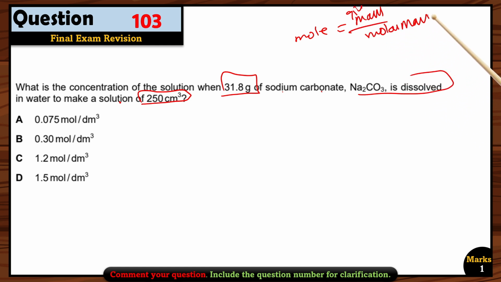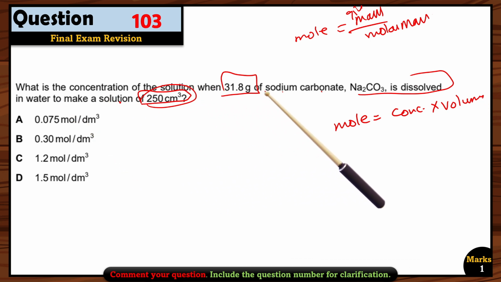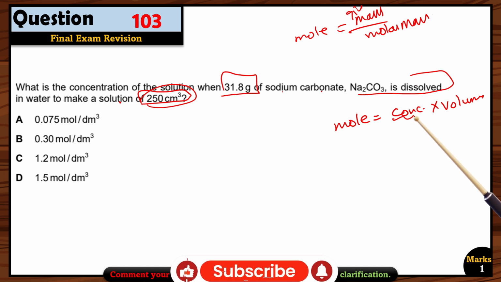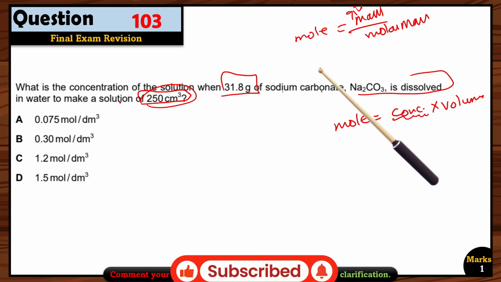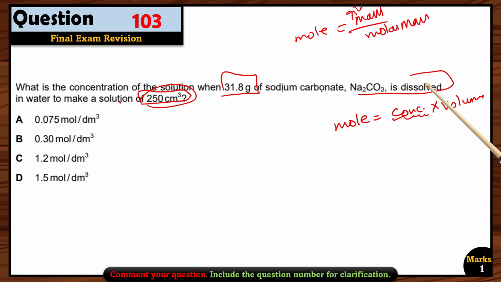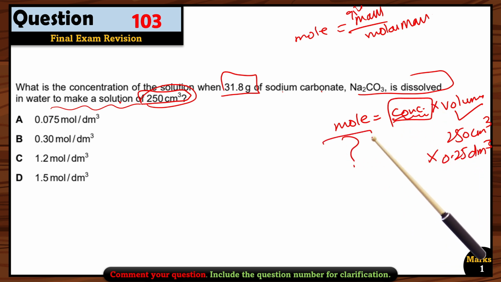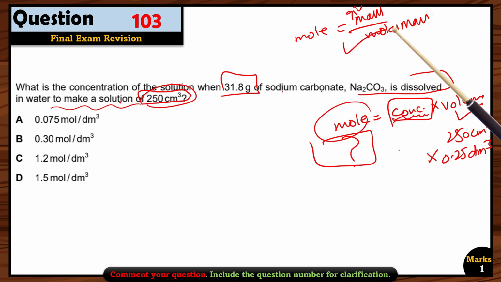That is one formula. Second, you are given the concentration, so the second formula that you are going to use is mole is equal to concentration into volume. They are asking what is the concentration of the solution. This is the volume of the solution, 250 centimeter cube, or you can say 0.25 dm cube. But you have to find the concentration, and you don't know the number of moles. So now we are going to find the number of moles through this formula.